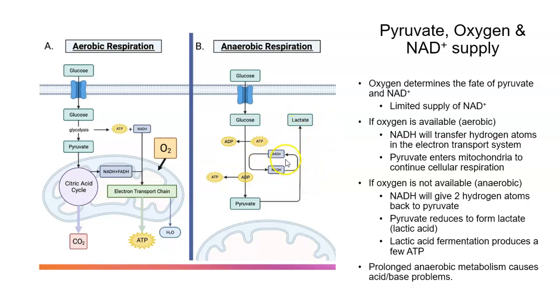So the NAD will give those hydrogen ions back to the pyruvate. That transforms it into lactate, which is lactic acid. Lactic acid fermentation will make a few ATP, but it causes muscle fatigue. Now, when we have prolonged problems and we don't have enough oxygen, the anaerobic metabolism can put our body pH out of whack.